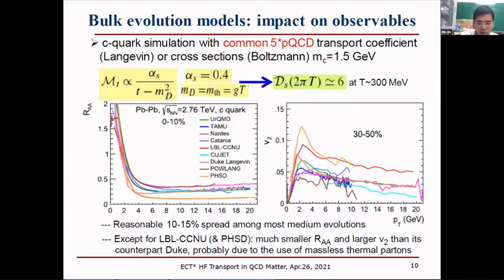Except for this LBL CCNU model, which has a much smaller RAA and a larger V2 also, because it was using massless thermal partons. That means the density of partons is significantly higher when multiplied by the cross section. So effectively, you have a larger thermalization rate or smaller spatial diffusion coefficient.